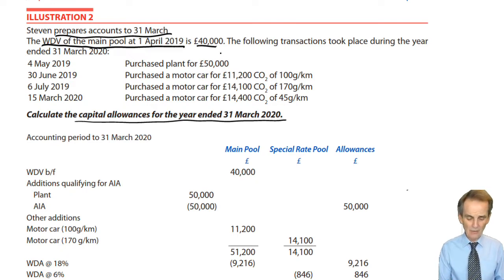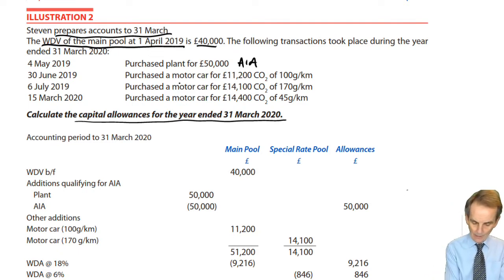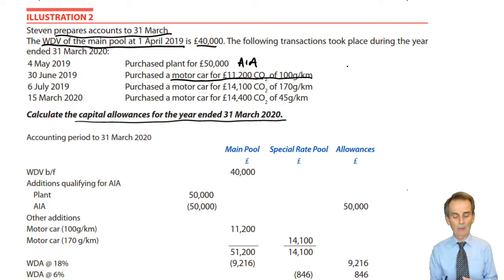So we go through that and we ask ourselves, okay, what allowances will therefore be available? Purchased plant for 50,000, normal plant. So that therefore is AIA qualifying expenditure. It is clearly a whole lot less than 1 million and therefore will qualify in full. We've then got a motor car for £11,200 with CO2 emissions of 100 grams per kilometre.